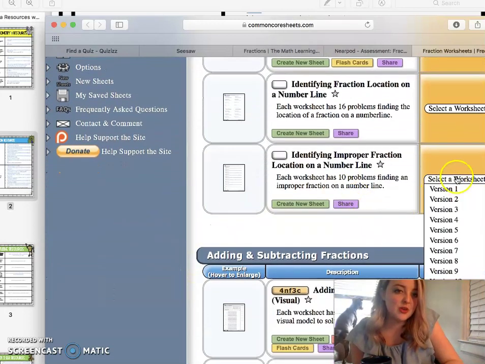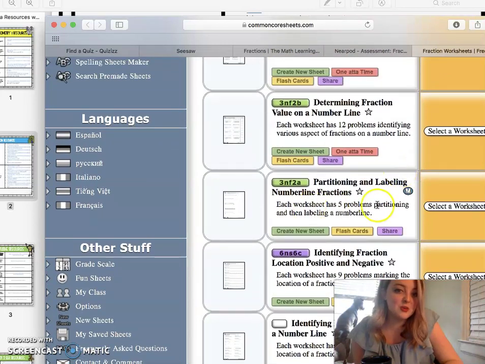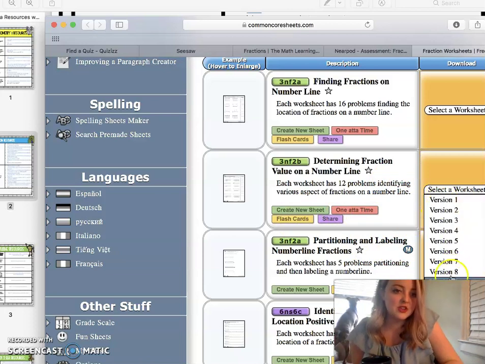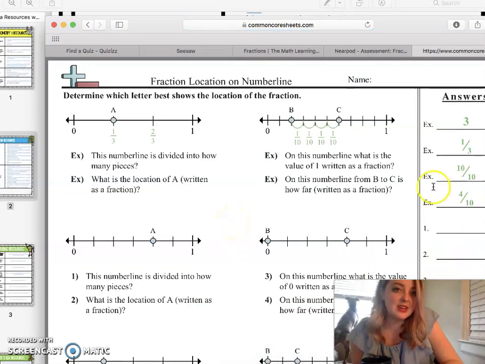And then the other great thing is that there are 10 versions. So if you do one of these versions, we are focusing on partitioning and labeling number line fractions, determining fraction values on a number line. So these are the two that I would really stick with. There's even flashcards. I mean, there's everything you could possibly need in here. They're just extra. The other thing is that it can create other sheets, and it gives you the answers to the sheets in that file as well.